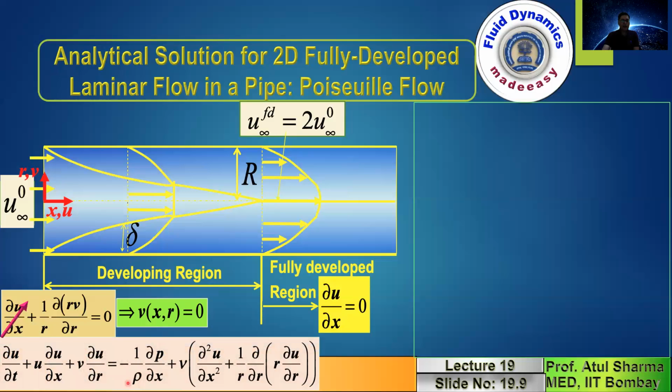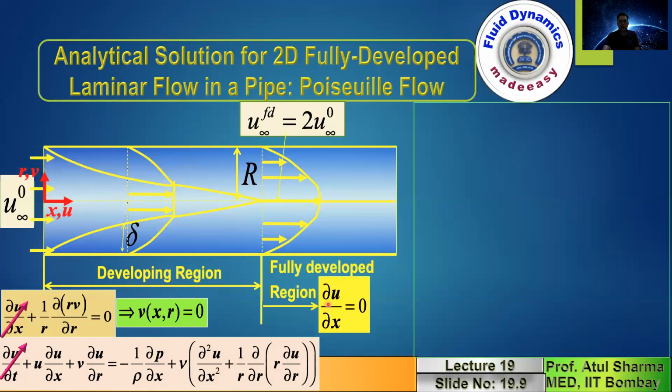Now let us apply the axial momentum equation. This is the axial momentum equation in an unsteady, two-dimensional form, where the two dimensions we are considering are x and r, the axisymmetric coordinates. The r equal to 0 corresponds to the axis of the pipe, and capital R is the radius. When we consider a steady flow, this del U by del t is 0, so we are considering a situation where the velocity profile is invariant with respect to time.